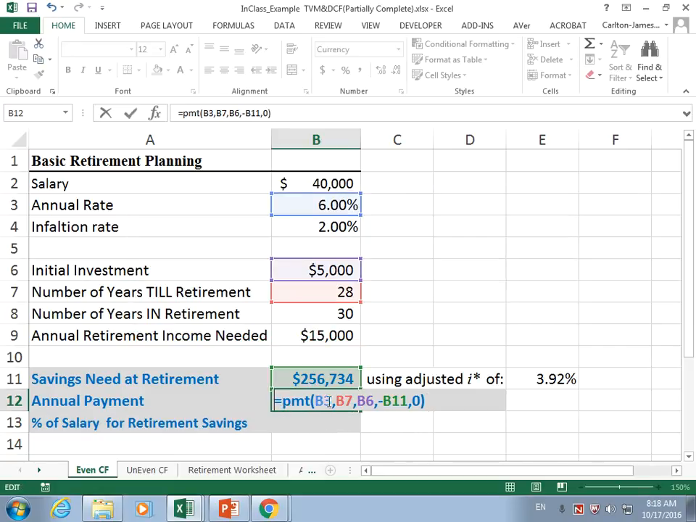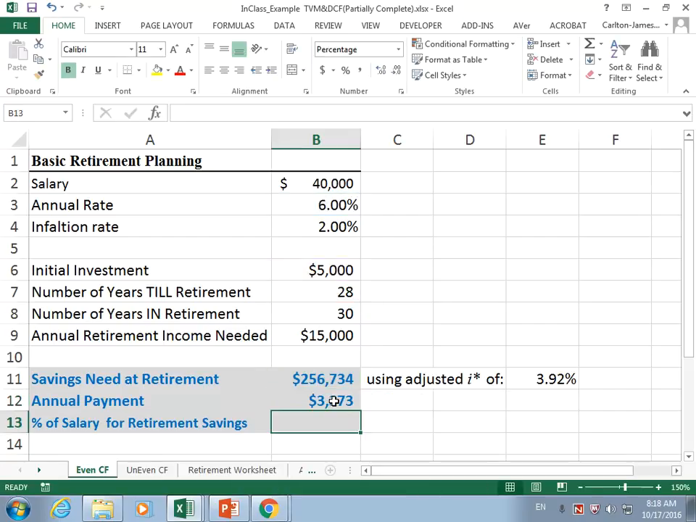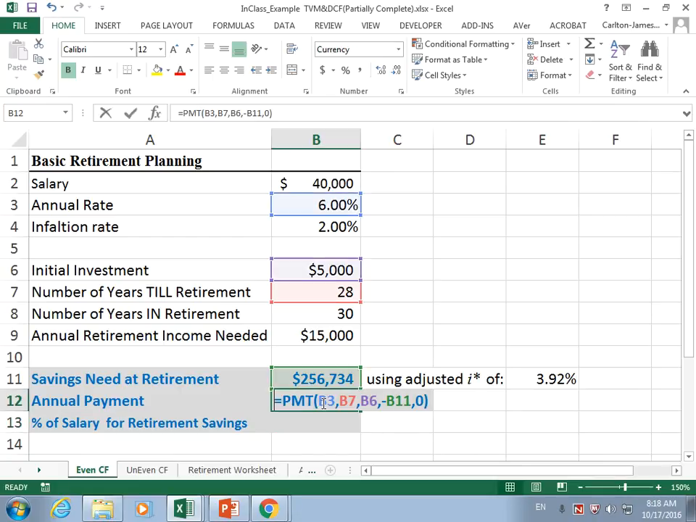Not sure what that is. So that's what you got, the 3.7, no? I'm just doing the savings needed at retirement, like the one on top. Oh, you didn't get this guy up here? Did you divide by 1 plus G? Oh, no. Okay, that's fine.